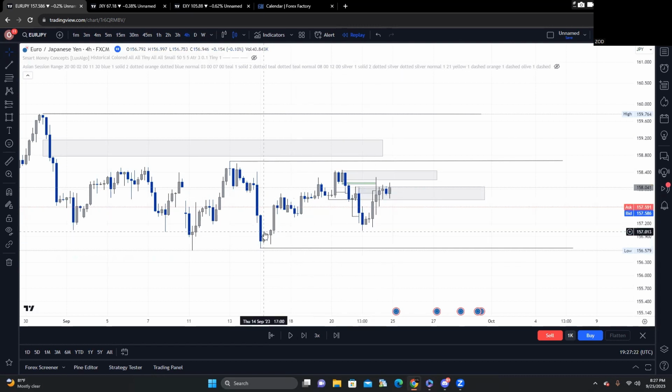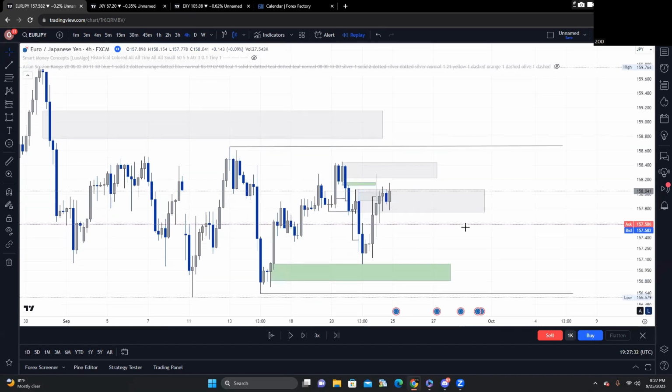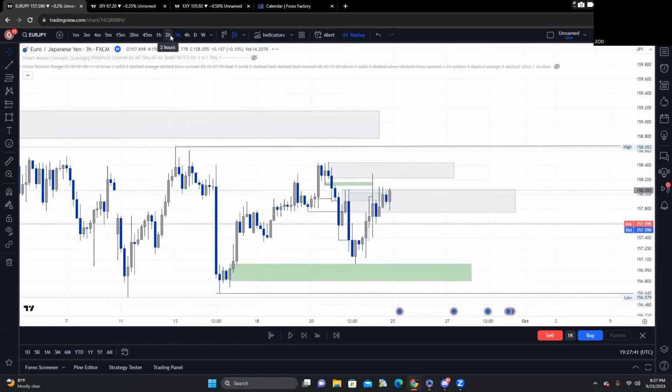Even if it's not going to come down to take out this low, we have this zone here, or the demand zone here, that I see price has tapped into. And if we go to, what time frame was that? Was it 3 hour?